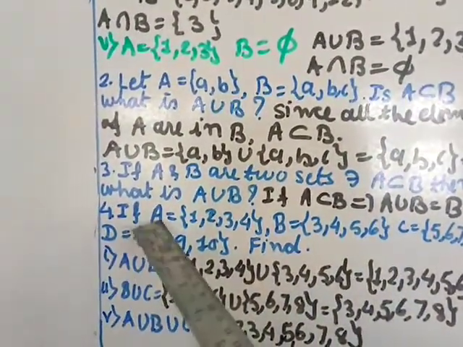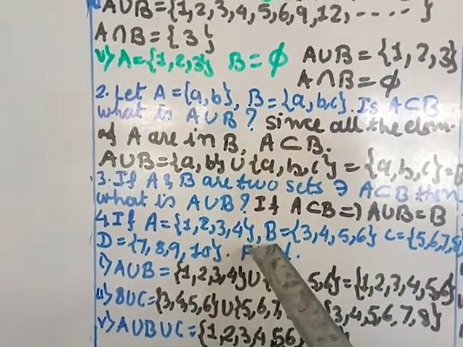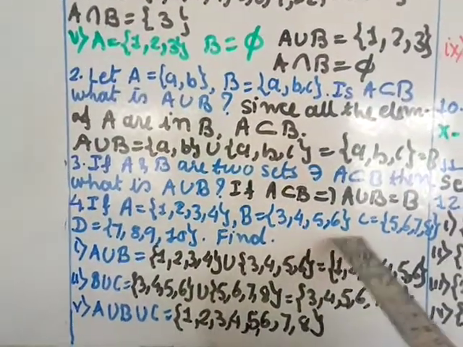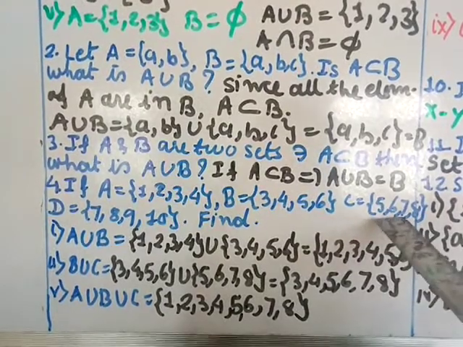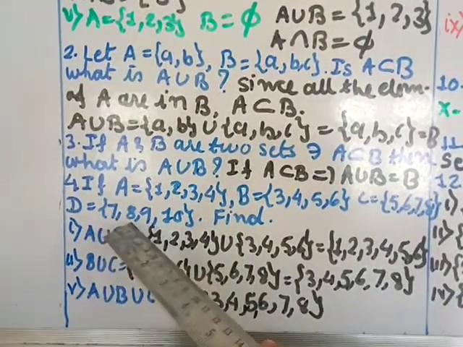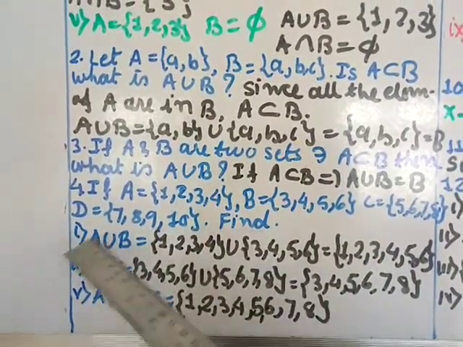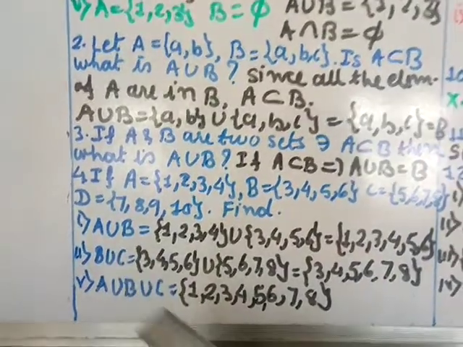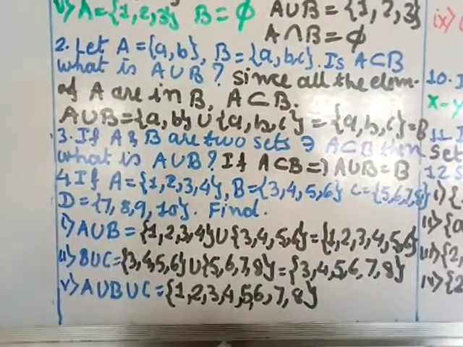Question number 4. If A is equal to {1, 2, 3, 4}, B is equal to {2, 4, 5, 6}, C is equal to {5, 6, 7, 8}, D is equal to {7, 8, 9, 10}. Find part 1, A union B. So union means all the elements of A and B together.